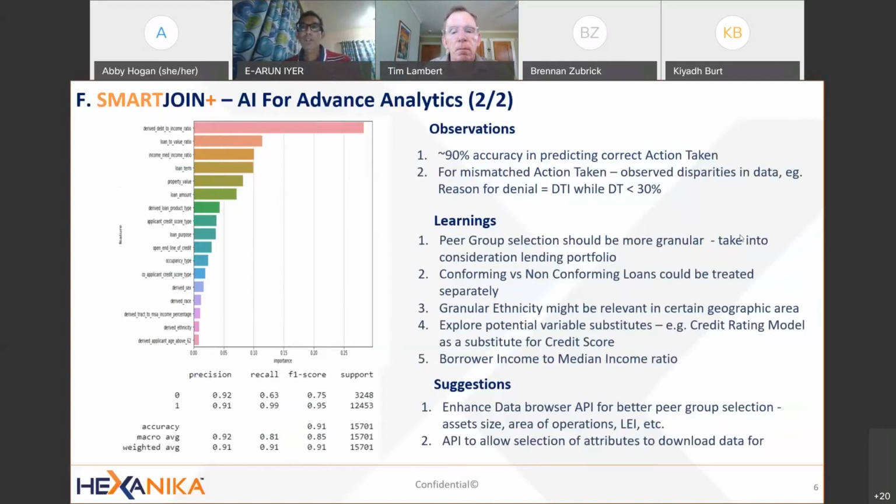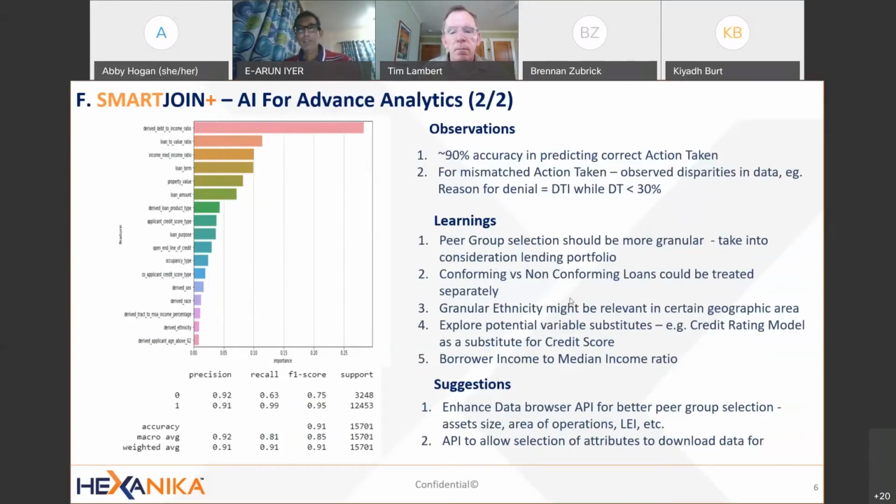For example, one of the things we saw is that about 1% of the loans had debt-to-income ratio as the reason for denial, but when you looked at the actual data, the DTI was less than 30%, right? So the objective of the analysis was to identify these potential disparities between the outcome and what the data really suggested, and whether that would be a means for the analyst to further probe and see if there is either a data quality issue or a genuine thing that needs to be investigated.